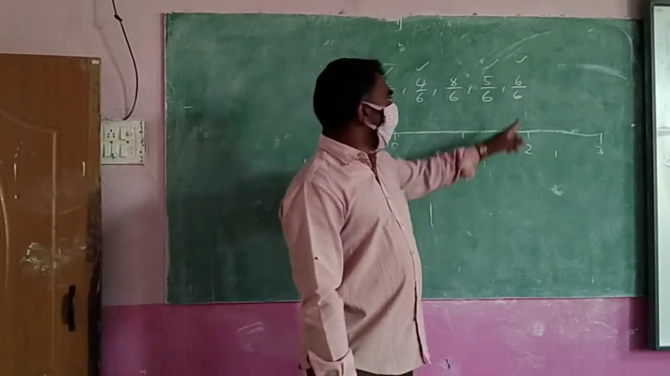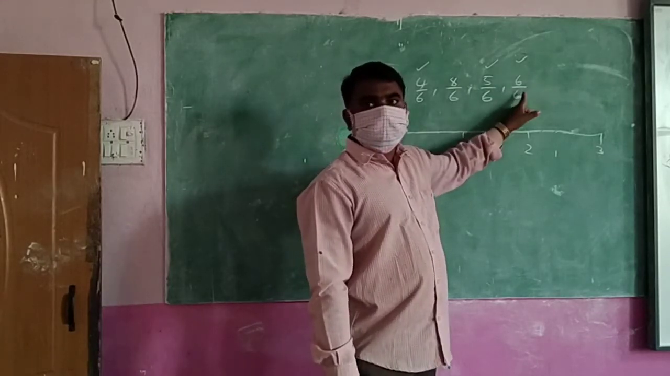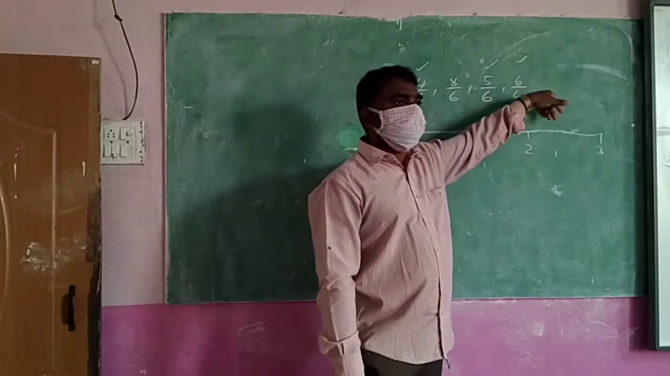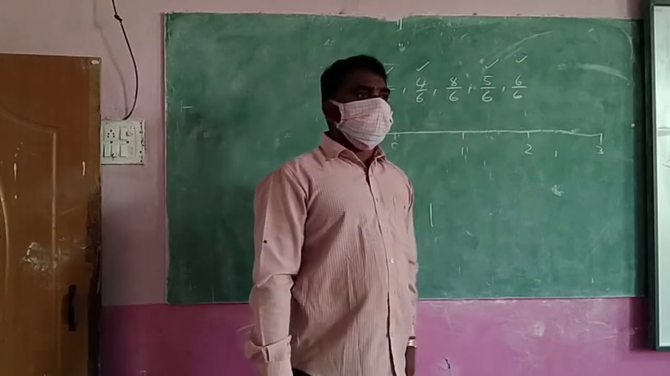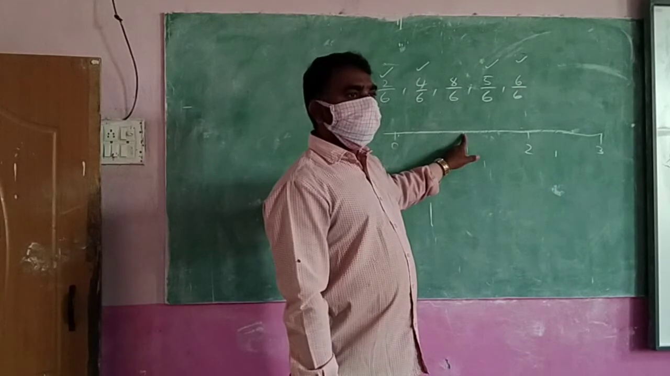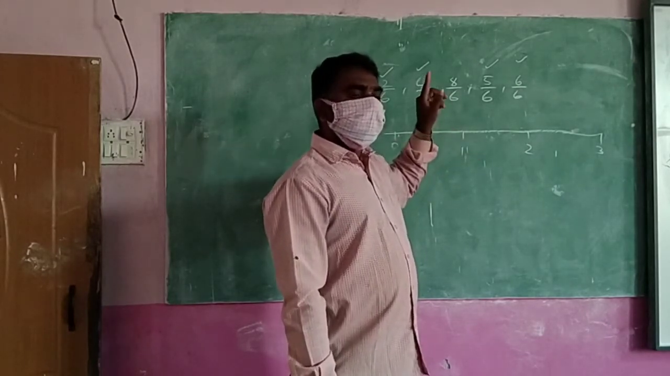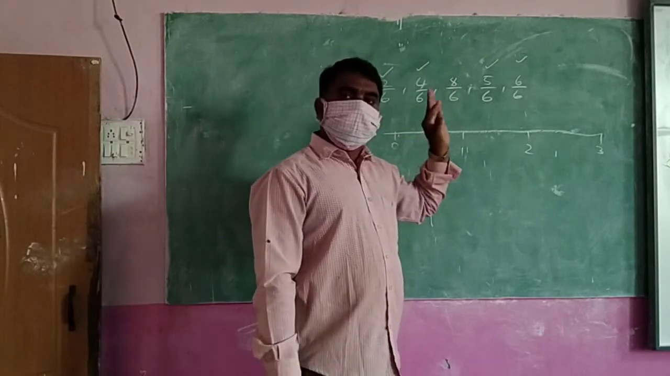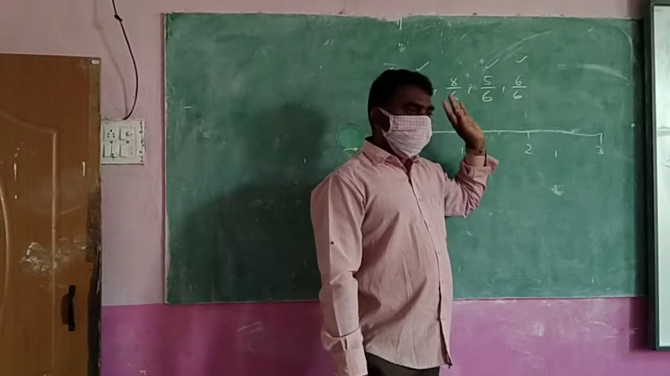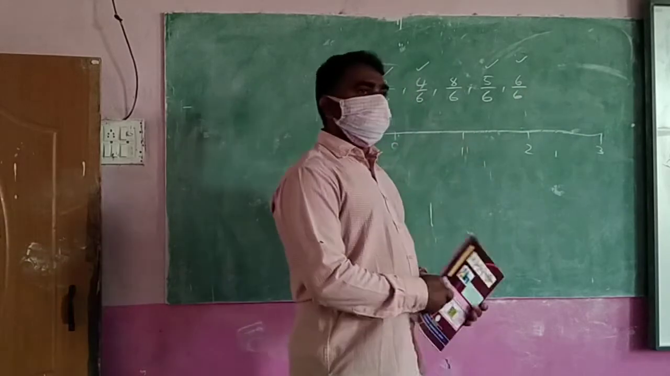Why? Both come in the 6 table. 6 comes in the 6 table, 6 also comes in the 6 table. How do you divide? 6 ones are 6, 6 ones are 6. Means 1 by 1, you will get 1 only. So 6 by 6 means 1. You understand? 7 by 7 also 1 only. 8 by 8 also 1 only. 9 by 9 also 1 only. 10 by 10 also 1 only. 11 by 11 is 1. 12 by 12 is 1 only. Okay. So here 6 by 6 you can easily mark.